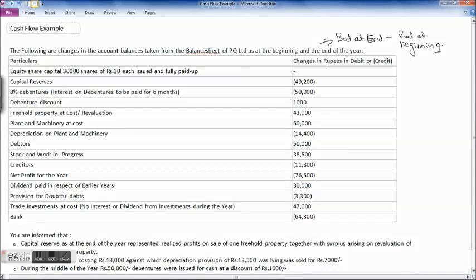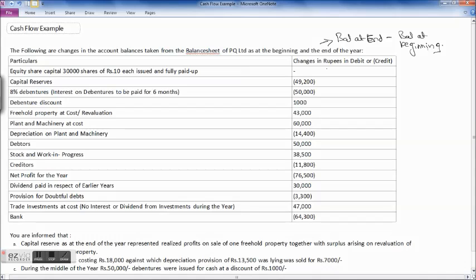Equity share capital, 30,000 shares of rupees 10 each issued and fully paid up. There is no change, that means no new shares are being issued, or there is no redemption of equity shares. Next is capital reserve. There is a credit balance, so there is an increase in the credit balance by 49,200. 8% debentures, there is an increase in the credit balance by 50,000.